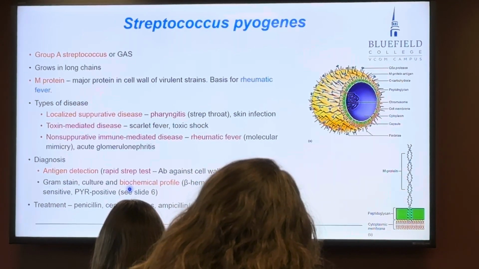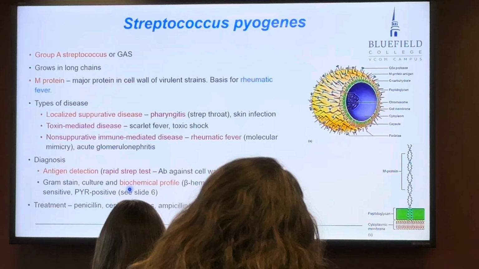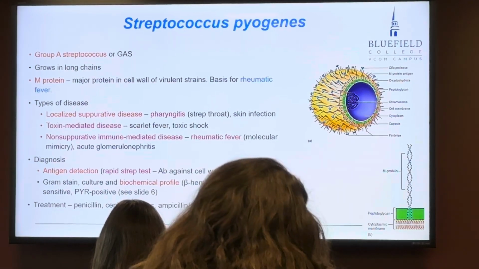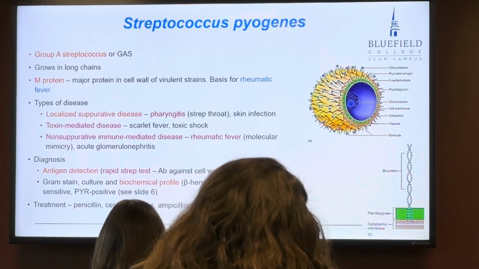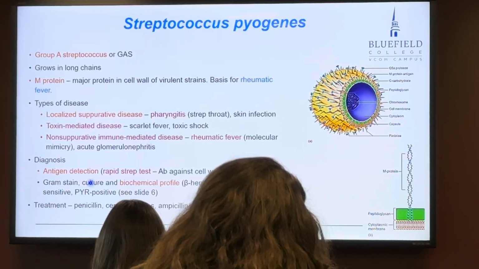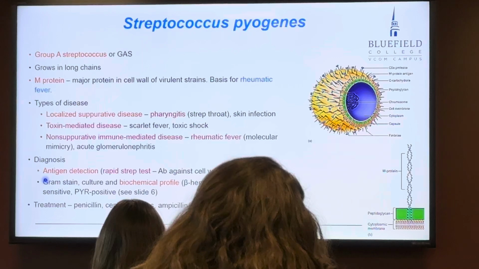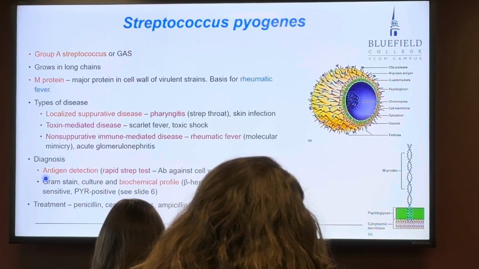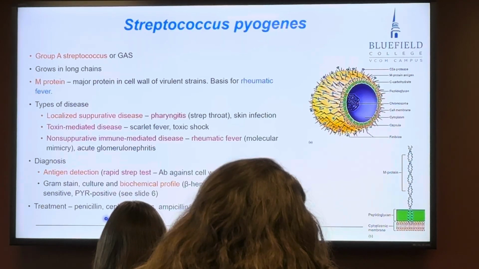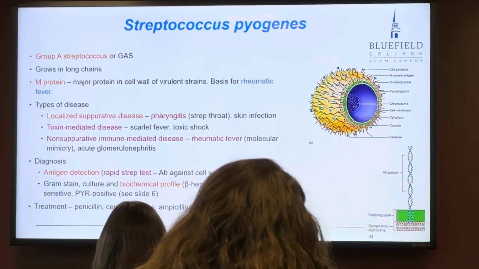Diagnosis of this for Strep pyogenes, we've got that rapid strep test. And so now we're looking for antibodies against these carbohydrates on the cell wall, or those group A specific carbohydrates. That can be done right there at bedside, in the clinic. You'll go ahead and give a prescription to the patient before they leave if they've got strep throat. But then typically you'll confirm that through your biochemical testing.